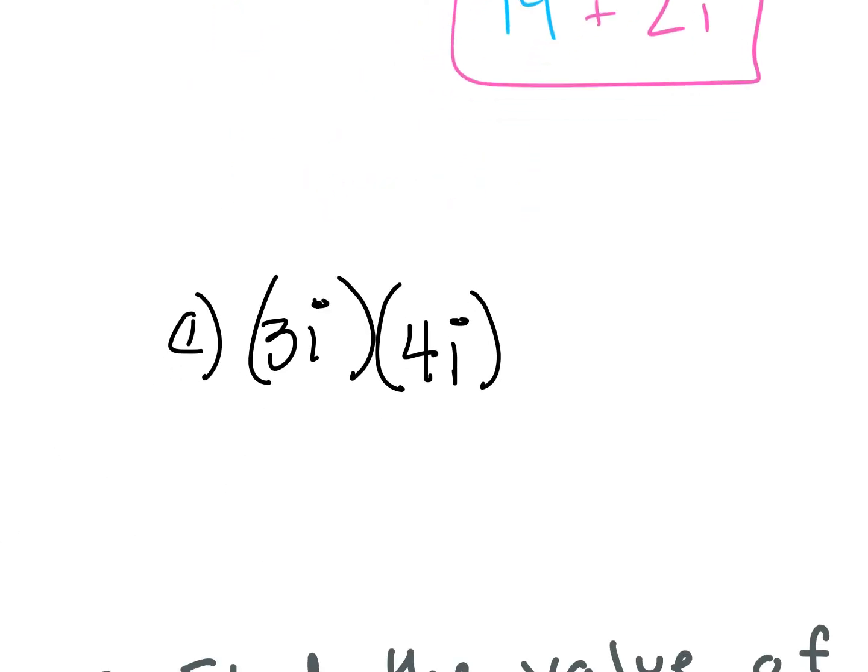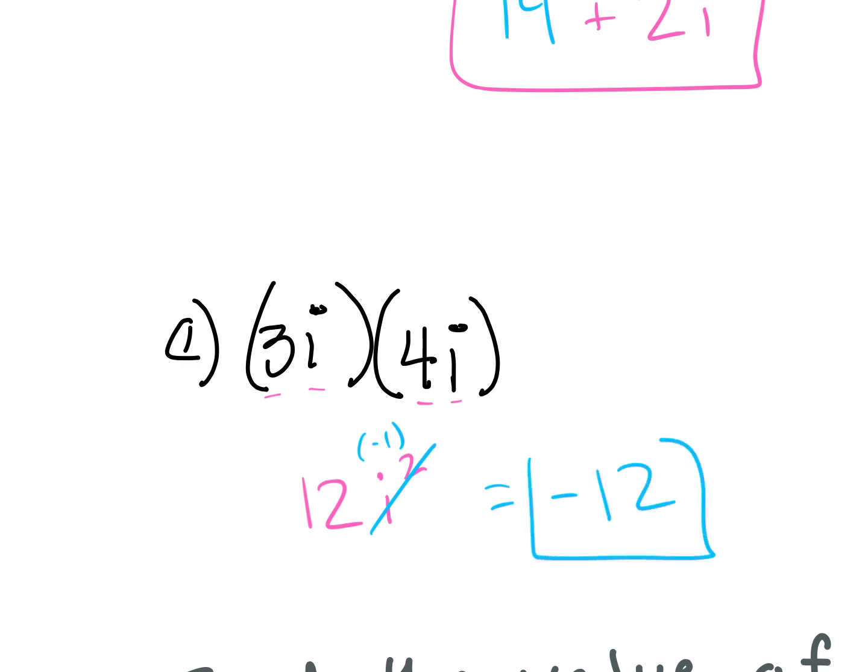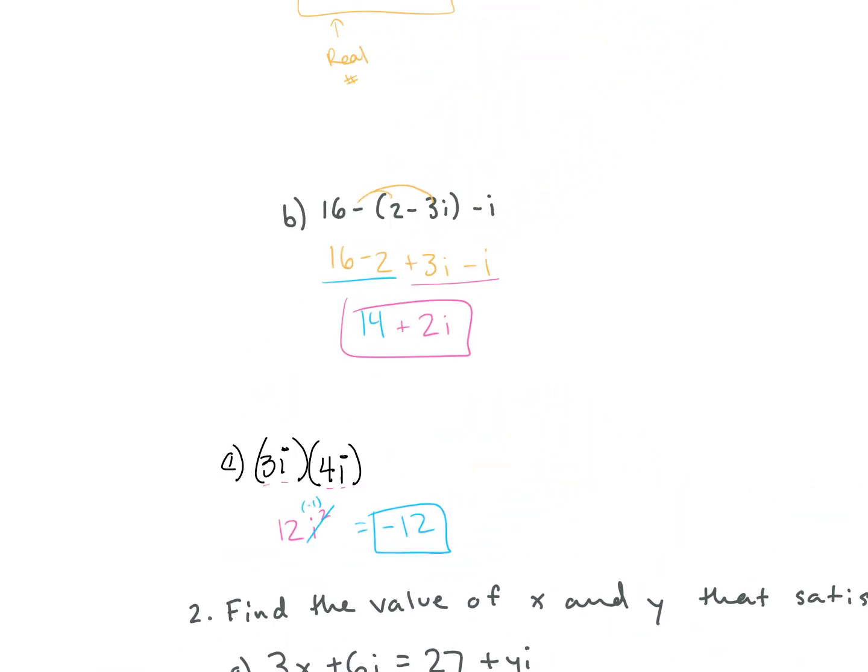All right, for C, how do I multiply these together? 3 times 4, which is 12, and then what's i times i? i squared. What do we have to do whenever we see an i squared? Make it negative 1. So what is 12 times negative 1? Negative 12. Perfect. All right, I think that was supposed to be E.